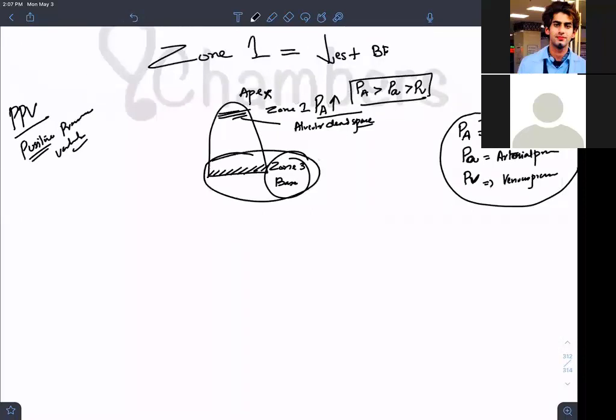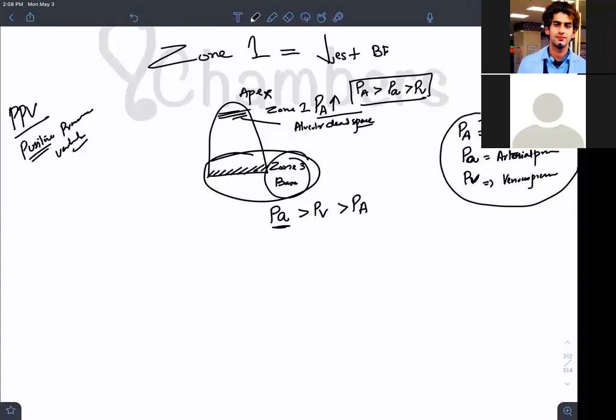This base, who was having more? What pressure will be more here? Pa will be here, then Pv will be here, then Pa will be here. Can we understand? Pa is the arterial pressure, more on the base zone, zone 3.